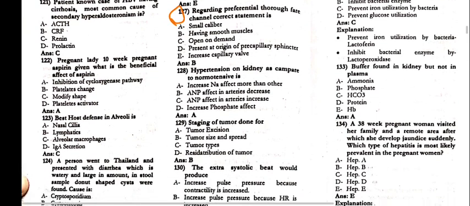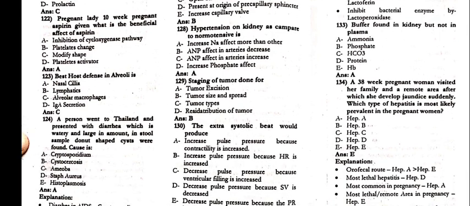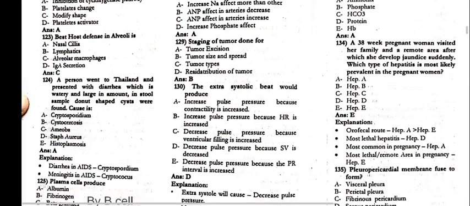122, the pregnant lady, 10 weeks pregnant, aspirin given. What is the beneficial effect of the aspirin? Inhibition of cyclooxygenase pathway. 123, the best host defense in the alveoli is the alveolar macrophages. 124, the patient went to Thailand and presented with diarrhea which is watery and there is basically the donut-shaped cyst, and it is the cryptosporidium.